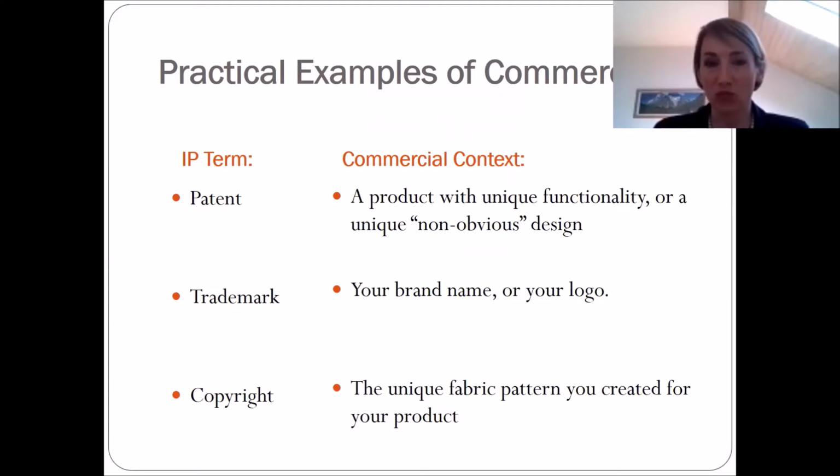So just recapping quickly, practical examples of commercial IP. A patent is a product with unique functionality or a unique non-obvious design. A trademark is a brand, a logo, something that indicates you are the source of certain goods or services. And a copyright, for example, the unique fabric pattern you created, something unique, creative, that is now in a tangible medium.